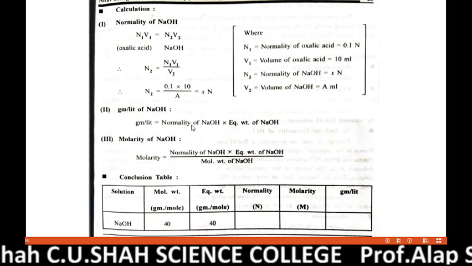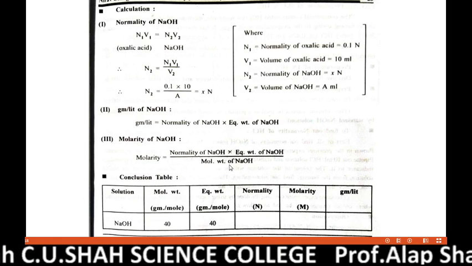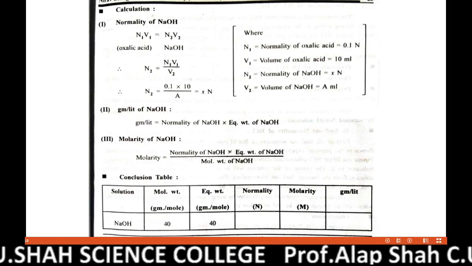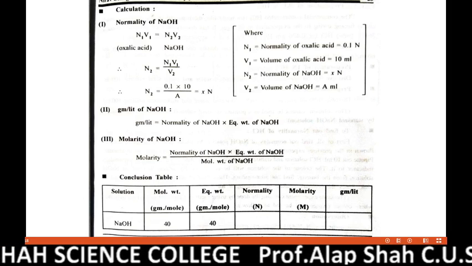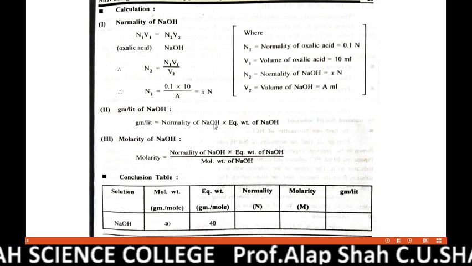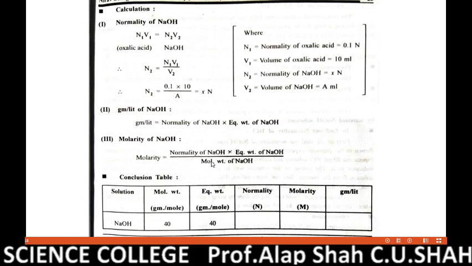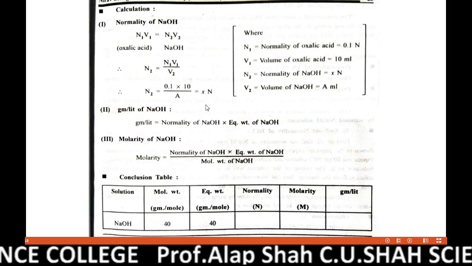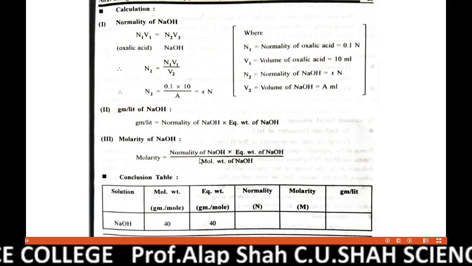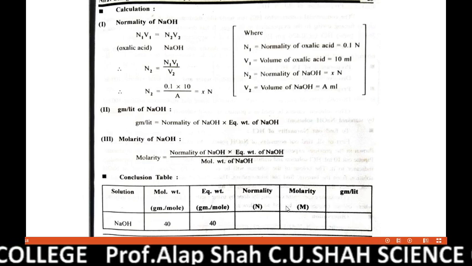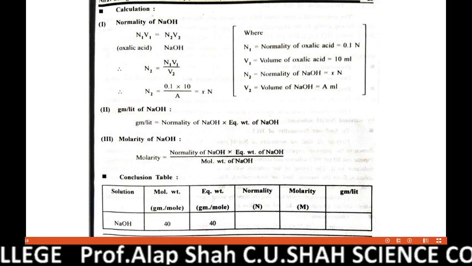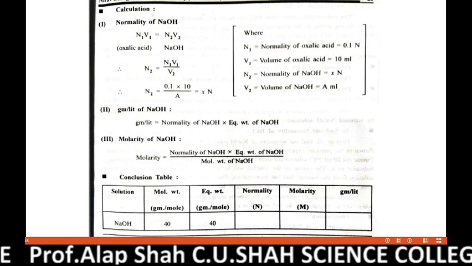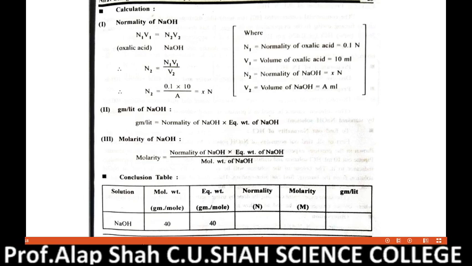And molarity is normality into equivalent weight upon molecular weight. But in the case of NaOH, both are 40, so 40 would be cancelled, and whatever the normality is will be the molarity. The only difference is that whenever we report normality, you should write capital N, and when you write molarity, you should use capital M. So it is an almost similar kind of exercise. Technically it is a titration between a weak acid and a strong base. I hope that you understand it.